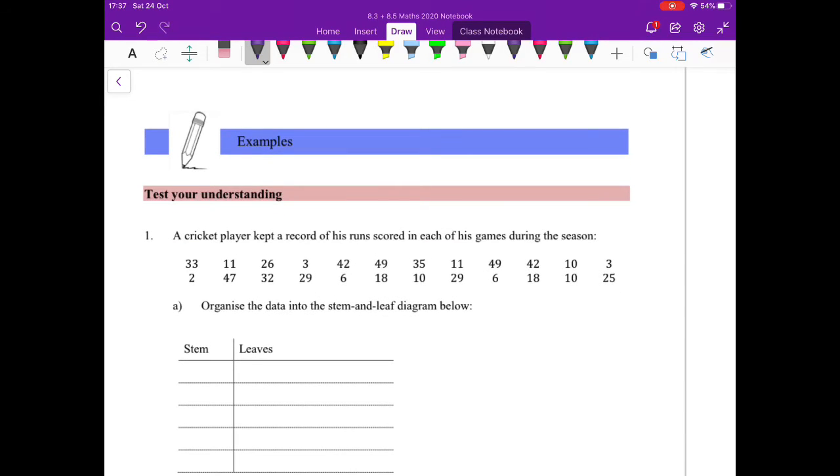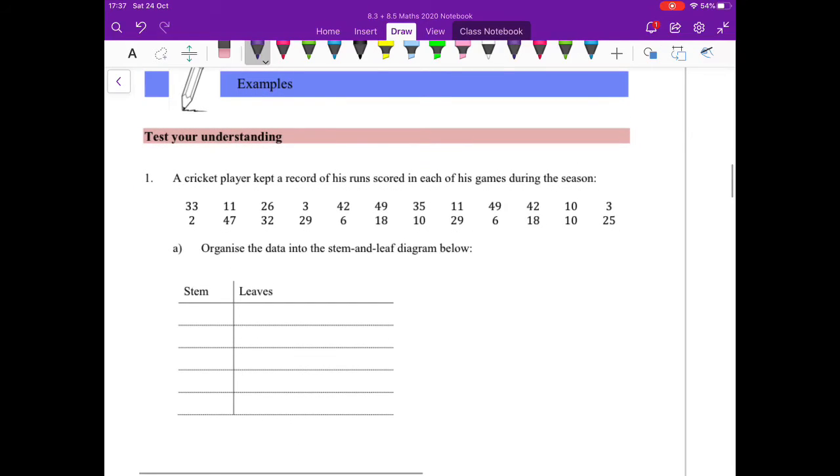Right, let's do an example. So the first example is going to be number 1 of the Test Your Understanding, which we'll do together, and then you can do number 2 from the Test Your Understanding. So the first thing you need to look at is to see what your lowest score is, and the lowest score is 2. What is the highest score? Well, the highest score is 49, so I know that these values fall between 2 and 49. They are 2 digits, so our stem is going to represent the tens. So I have 0, 1, 2, 3, 4. So this is technically 10, 20, 30, 40.